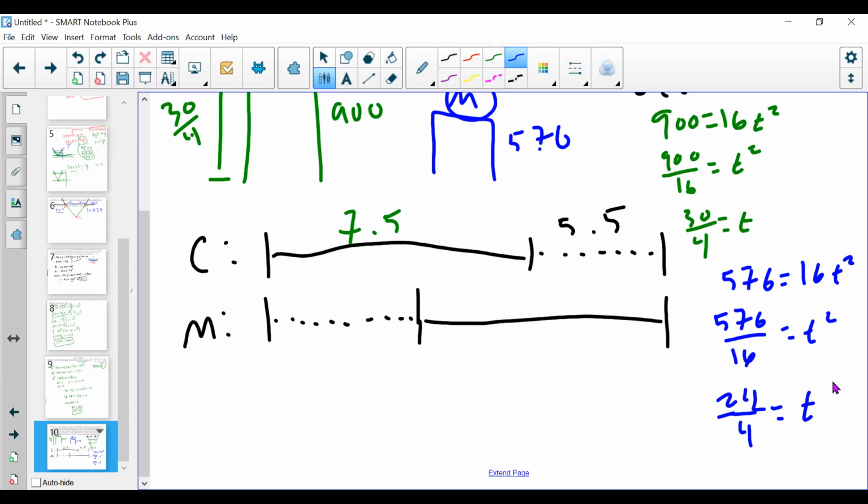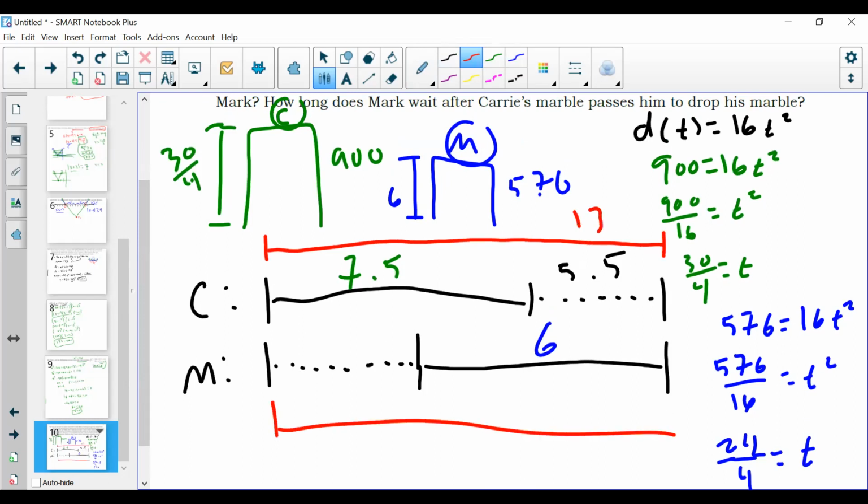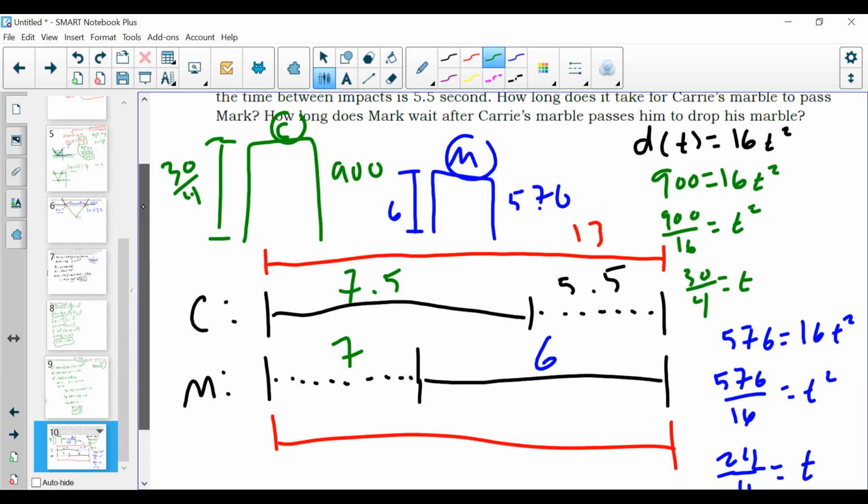All right, so take the square root of both sides. The square root of 576 is 24. The square root of 16 is 4. The square root of t squared is obviously t. So t equals 6. So it takes Mark's marble 6 seconds to hit the floor. So this is supposed to be 6 right here. But I can see that if I add up all of Carrie's time, I get 13. So this whole thing right here is 13 seconds. That means Mark's whole time has to be 13 as well. So that tells me that Mark has to wait 7 seconds until he drops his marble.